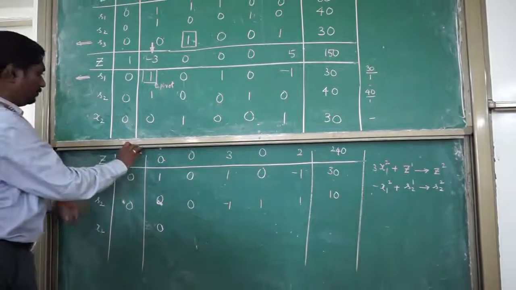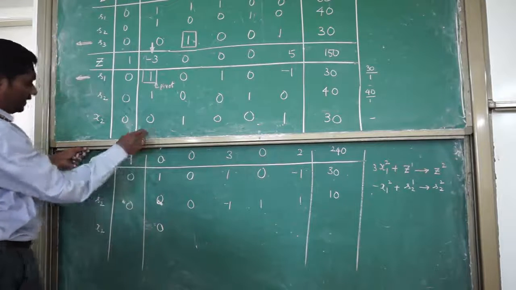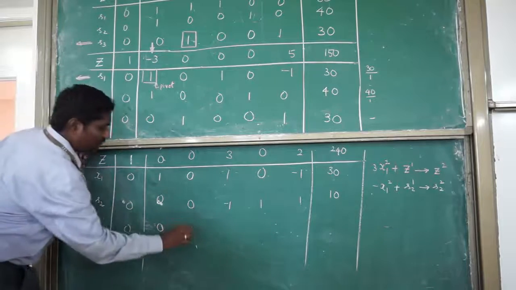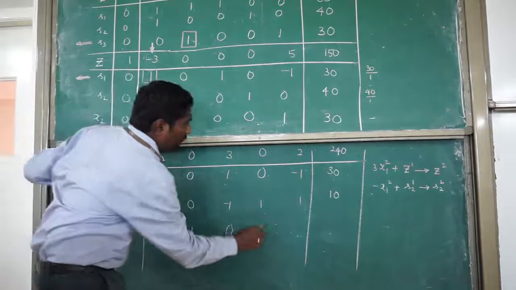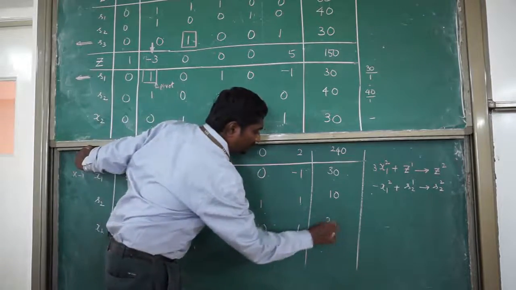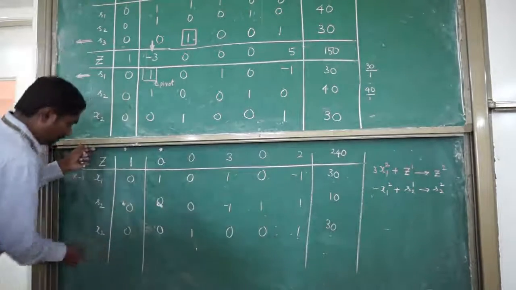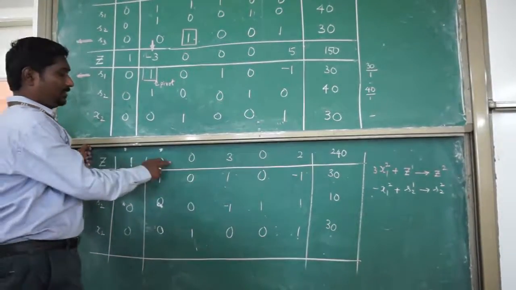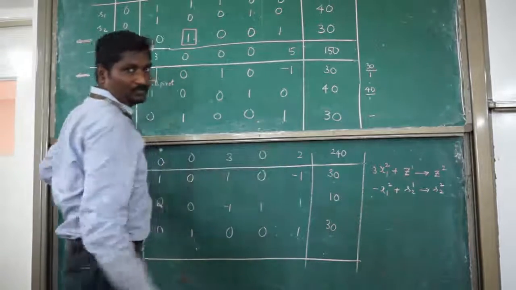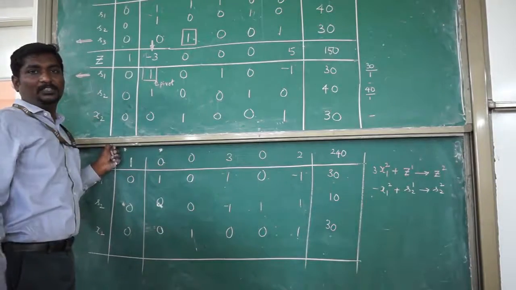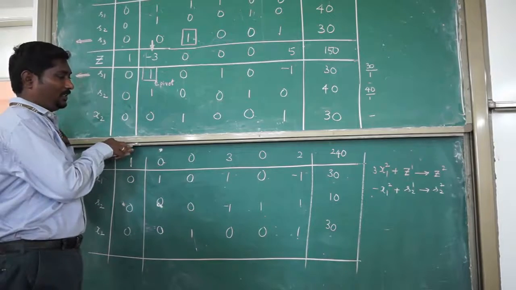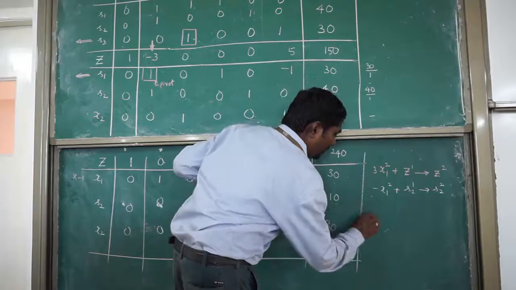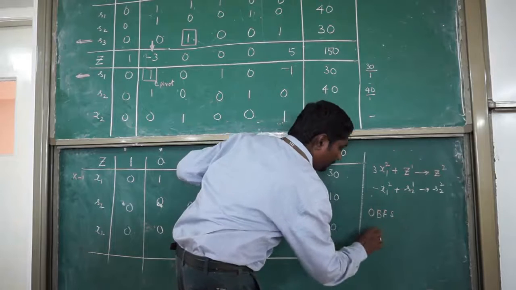Coming to the X2 row, here you want to make it as 0, and luckily in this case we have 0 directly. Values 0, 0, 1 and 30. Now you check this table. All the entries in this objective function row are positive. If you have all entries in the objective function row as positive, that means we have reached optimality. The entries in the objective function row are greater than or equal to 0. This means we have reached optimality. This is the optimum basic feasible solution.